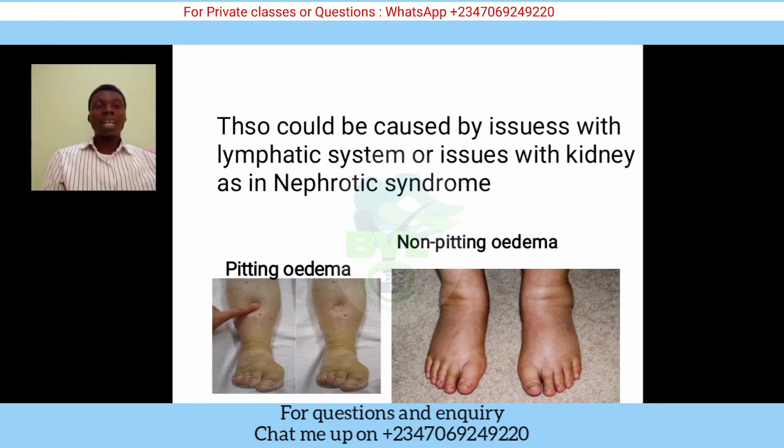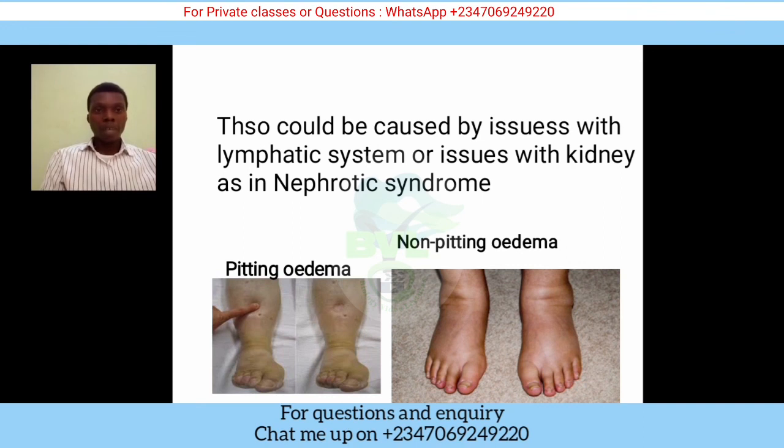So we have two types of edema, which is the pitting one. The pitting one is when you press it, you can see it here that on the person's hand, that impression is shown there. The non-pitting is very hard, filled with fluid and tissues. When we press it is very hard, so it doesn't give way to our pressing, so to say. So it can be caused by a kidney issue, as is seen in nephrotic syndrome, or an issue with the lymphatic system.